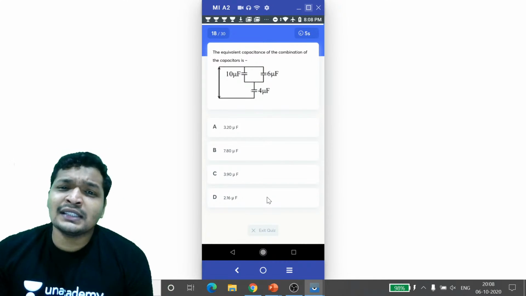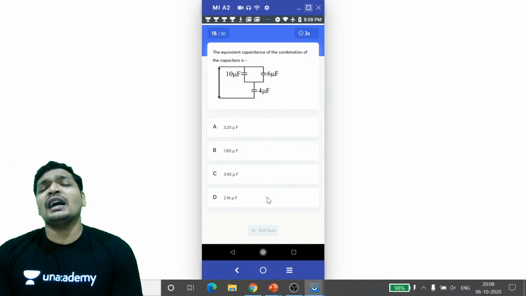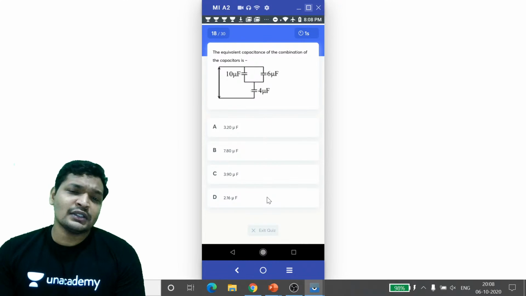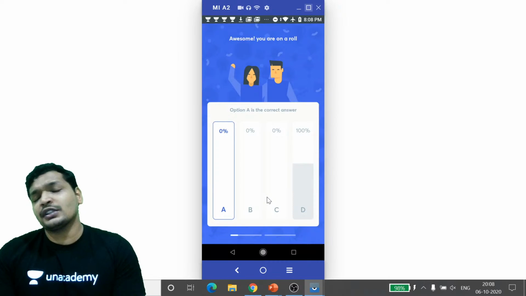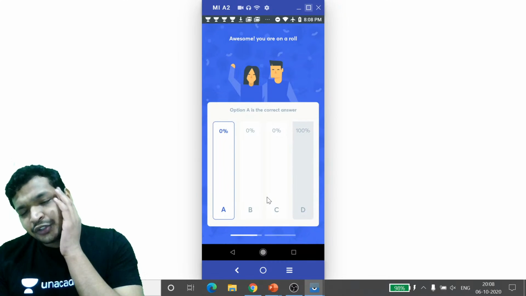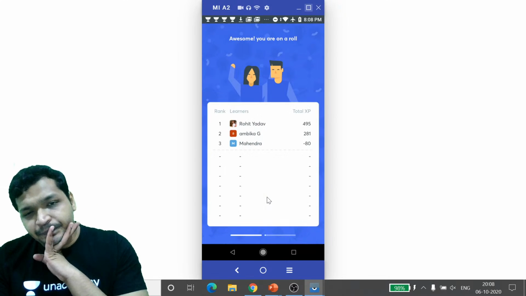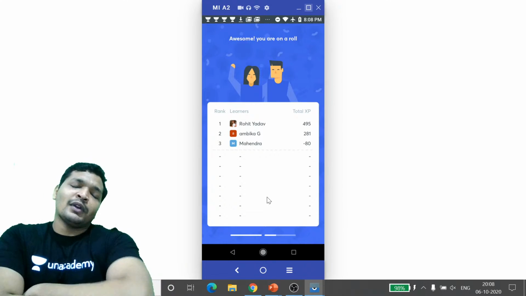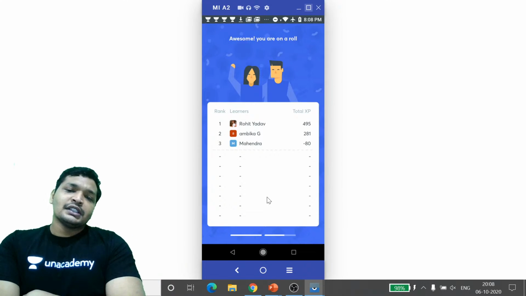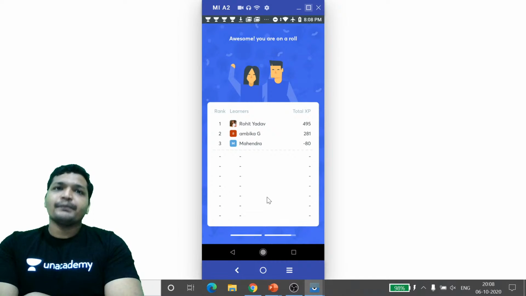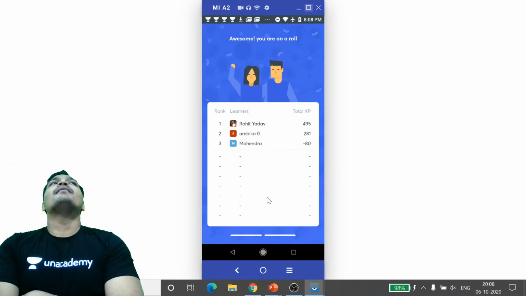So 10 and 6 in parallel is 16, and 16 and 4 in series. 1 by 16 plus 1 by 4 is equal to 1 by C. So that should be 16 by 5. I mean, 1 by C is going to be 5 by 16. C should be 16 by 5. Right? Yeah.